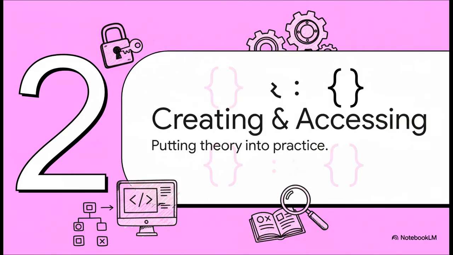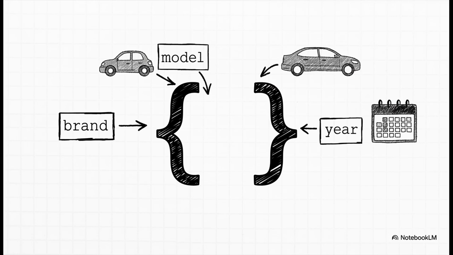Okay, that's enough theory. Let's roll up our sleeves and see how you can actually make and use these things in your code. Making a dictionary is incredibly easy. All you need are some curly brackets. You can see here we have our keys, brand, model, and year. And each one has a value. Just wrap the whole thing in curly brackets and boom, you've got yourself a dictionary.